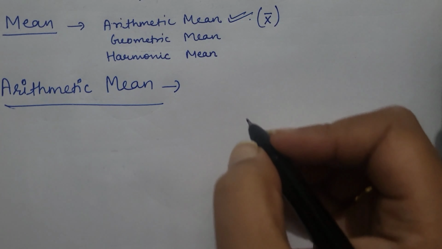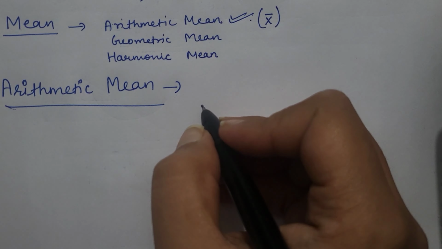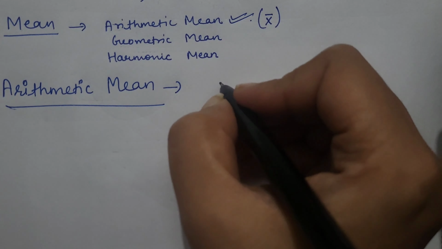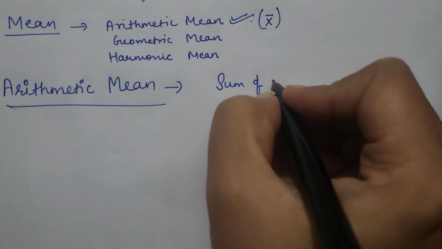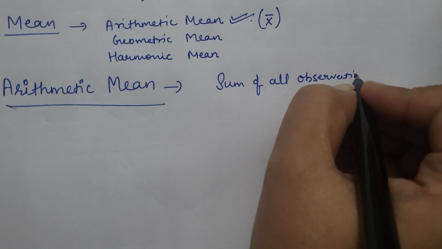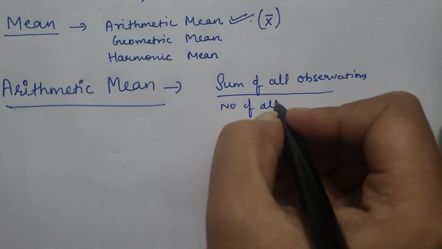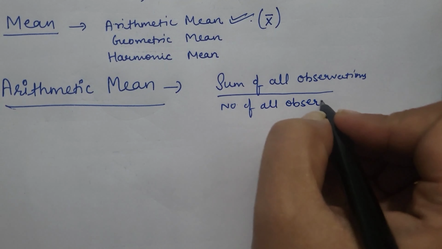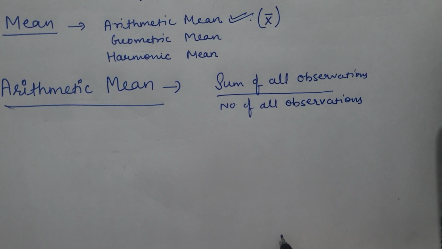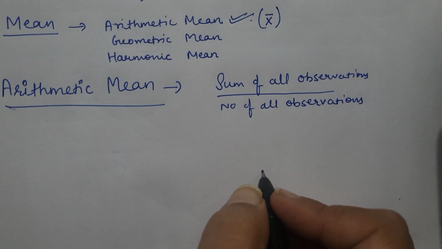Arithmetic mean. In lower classes, we have studied this concept of arithmetic mean, where mean is calculated by a very simple formula, which was sum of all observations divided by number of all observations. So here we will discuss the detailed concept of arithmetic mean.